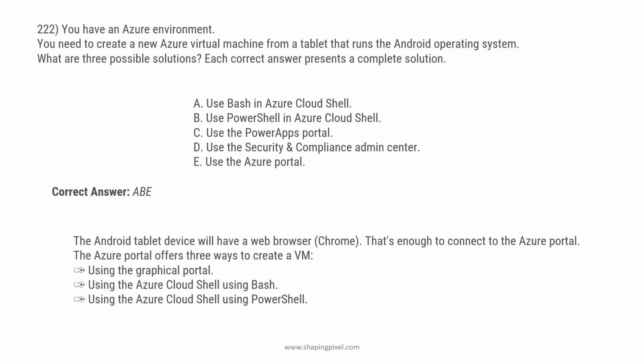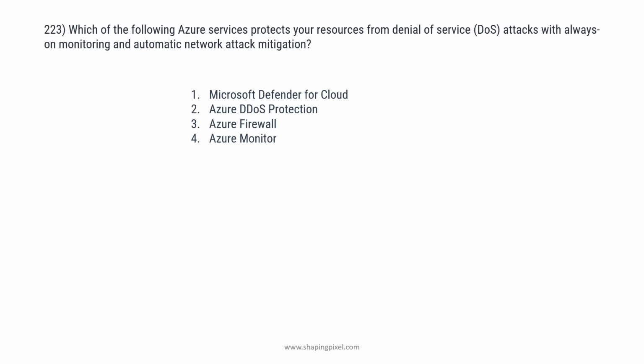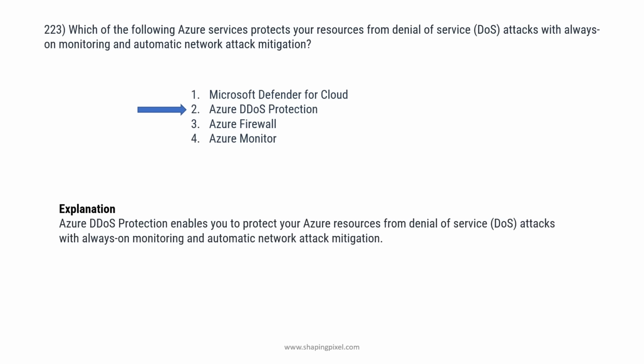Question number 223. Which of the following Azure services protects your resources from denial of service attacks with always on monitoring and automatic network attack mitigation? And you have four options. Option one, Microsoft Defender for Cloud. Option two, Azure DDoS protection. Option three, Azure Firewall. And option four, Azure Monitor. So the right answer is option two, Azure DDoS protection. So Azure DDoS protection enables you to protect your Azure resources from denial of service attacks with always on monitoring and automatic network attack mitigation.